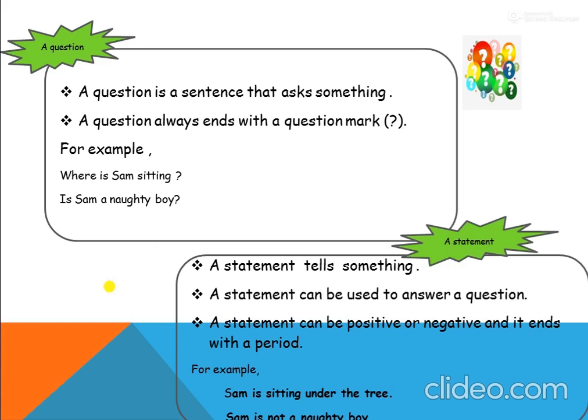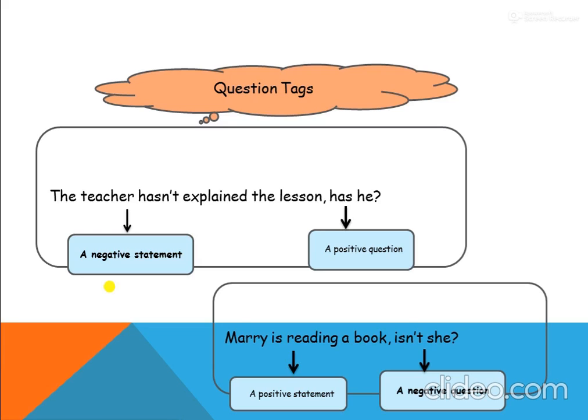So, to form the question tags, we need statements and short questions. See the examples here. The teacher hasn't explained the lesson. Has he? The first part is a negative statement, and it is followed with a short positive question. See the next example. Mary is reading a book, isn't she? The first part is a positive statement, and it is followed with a negative question, and this is what we call a question tag.